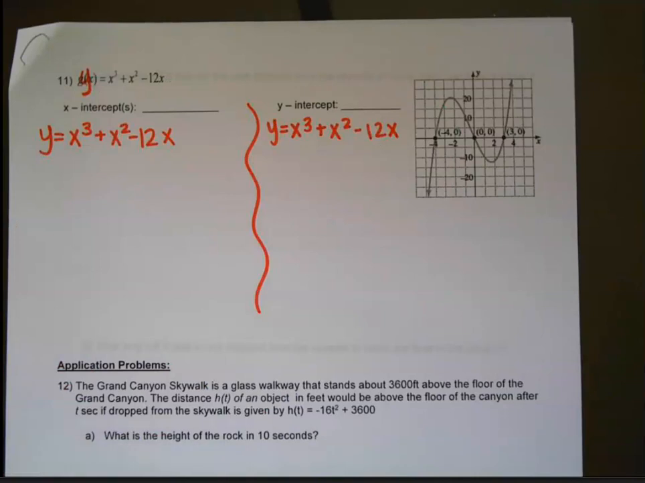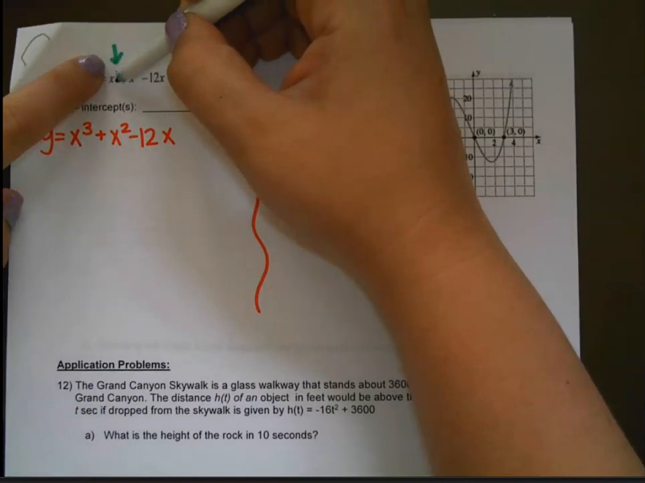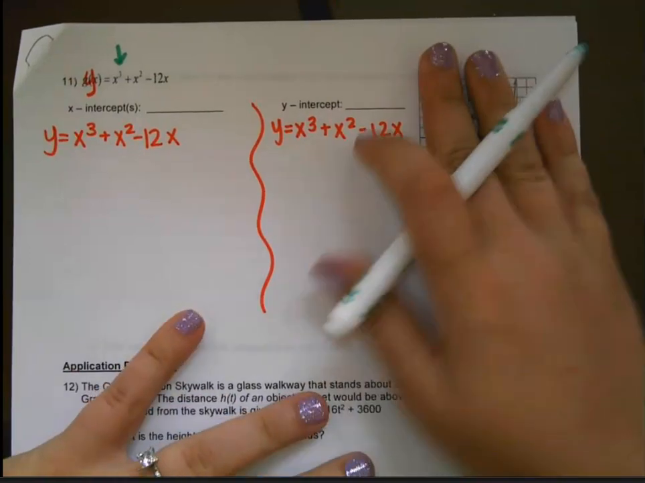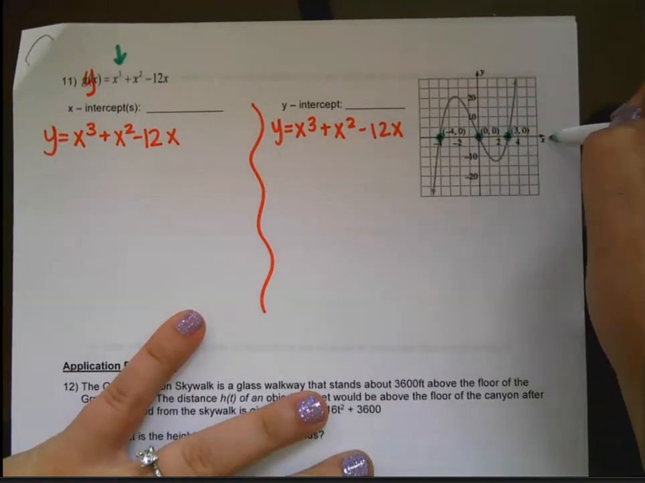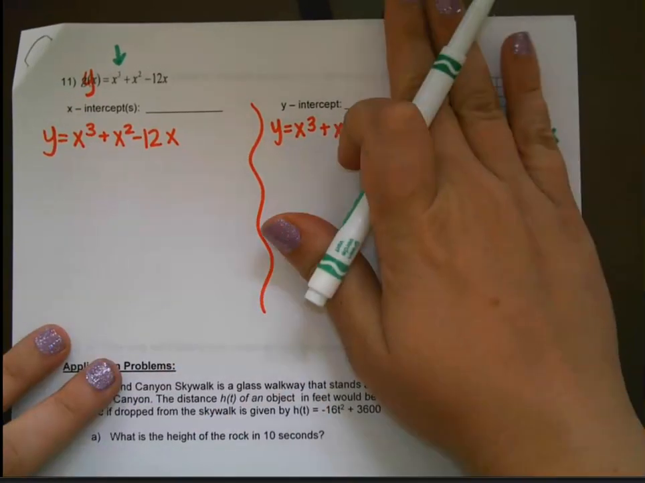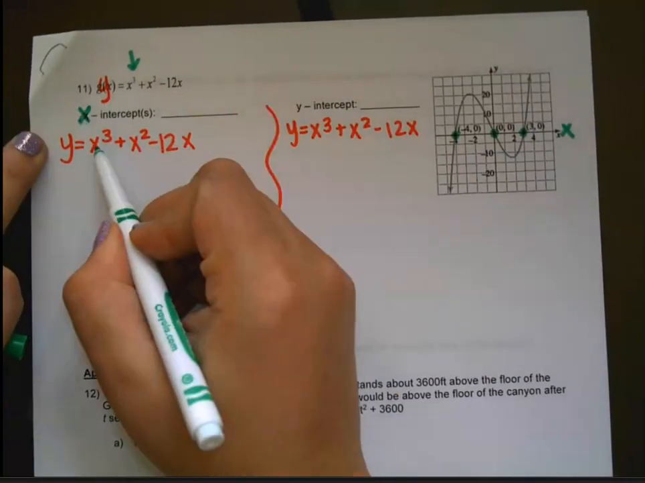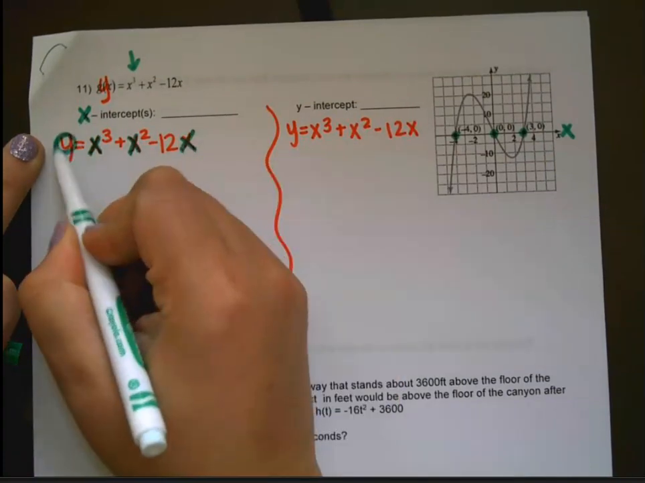Okay, so let's try another one like that. So first of all, the highest exponent's 3. That means it should cross the x-axis at most 3 times. So we're going to ignore this graph, but if you look here, it does. It crosses 3 times on the x-axis here. So the way that we're going to do it in the class is algebraically. So to find the x-intercept, we leave all the x's in the problem, and we put a 0 in for the y.